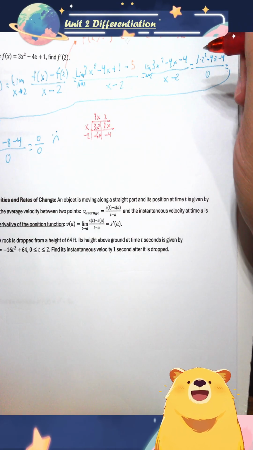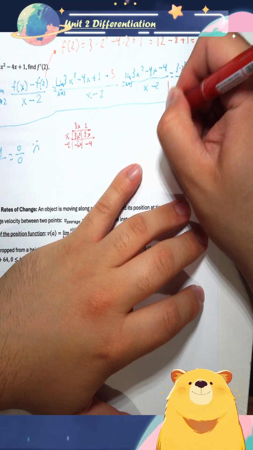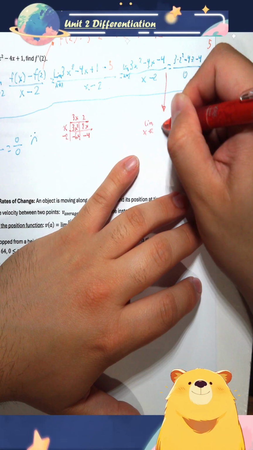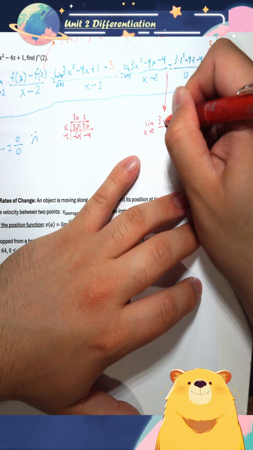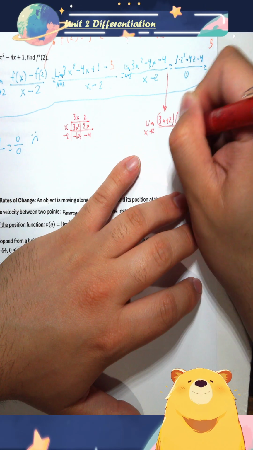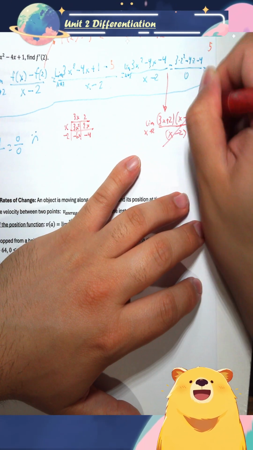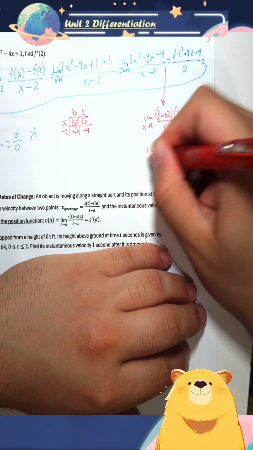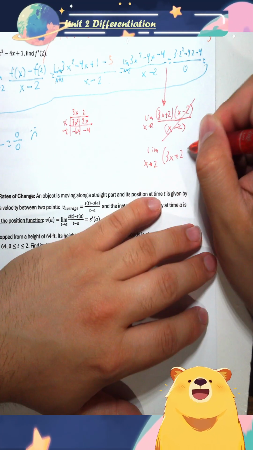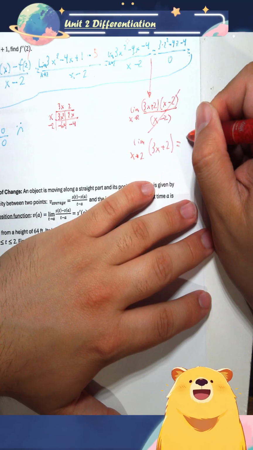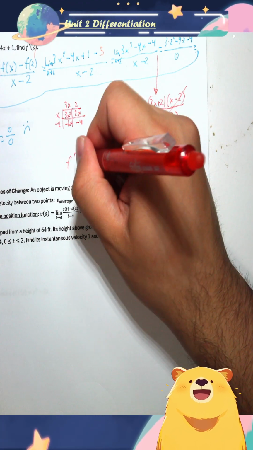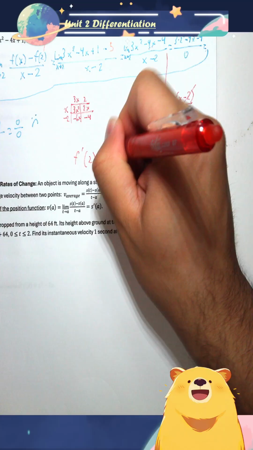So we can rewrite this technically as the limit as x goes to 2 of 3x plus 2 times x minus 2 over x minus 2. Again, that cancels out, and we're left with the limit as x goes to 2 of the expression 3x plus 2. And that's just an easy plug-in. We would get 8. So the f prime of 2 is equal to 8.